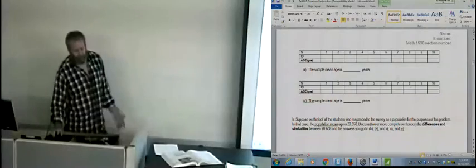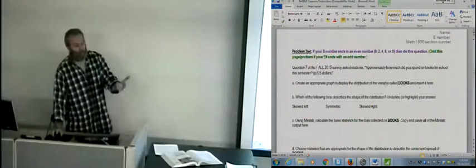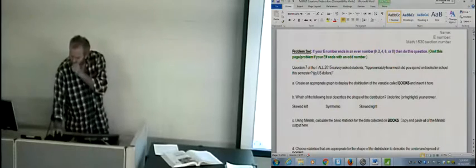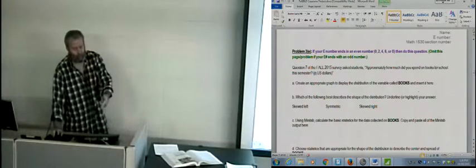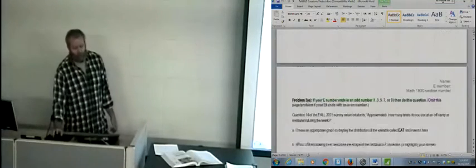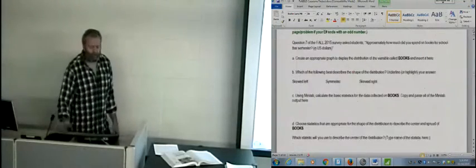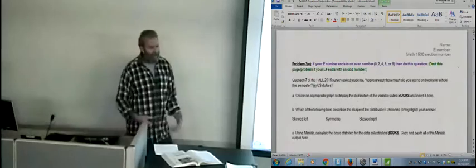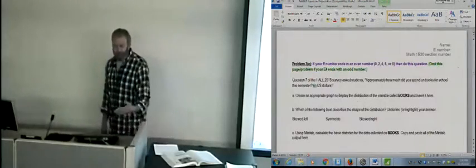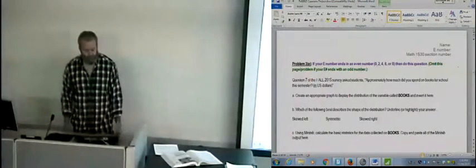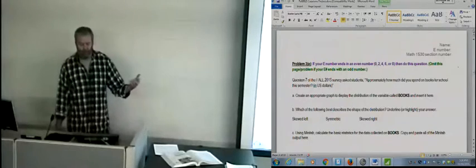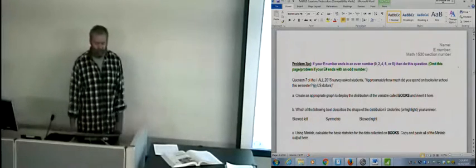And then number 3, there's a 3E. If you have an E number that ends in an even number, you do this one. If it ends in an odd number, you do this one. Okay, they're both the same problem. The only difference is, in this 3E, for the even ones, it says question 7 of the fall 2015 survey asked students, approximately how much did you spend on books for school this semester in U.S. dollars?